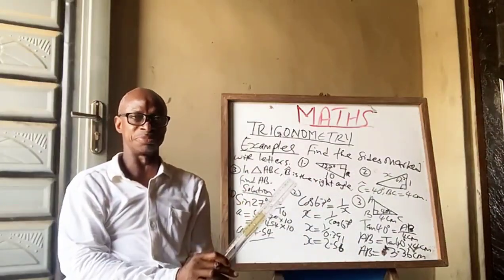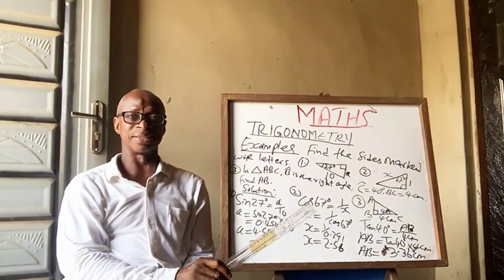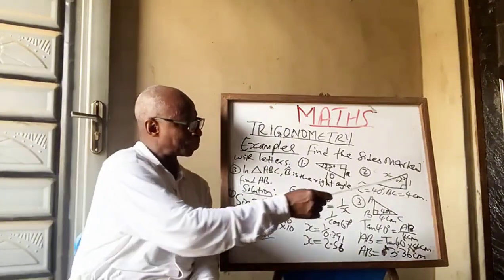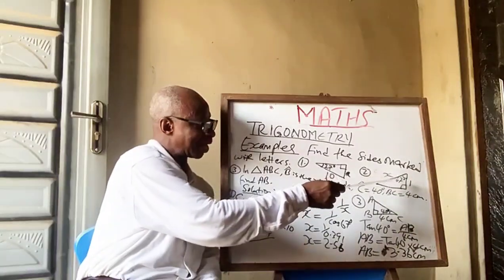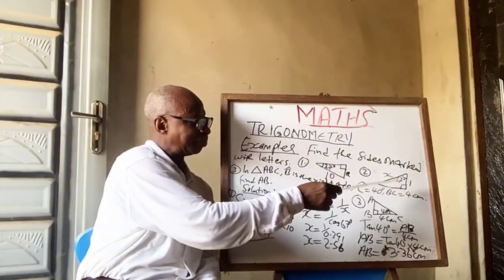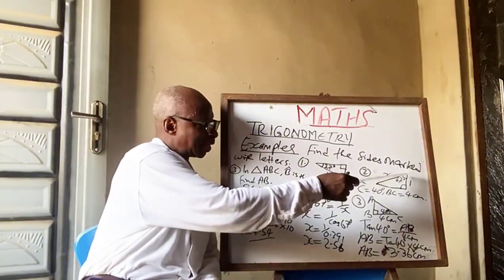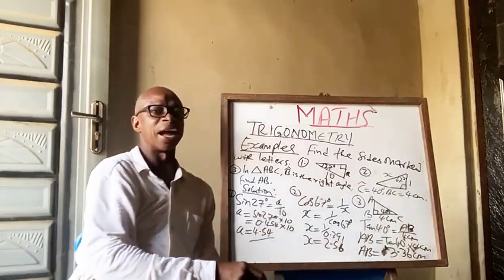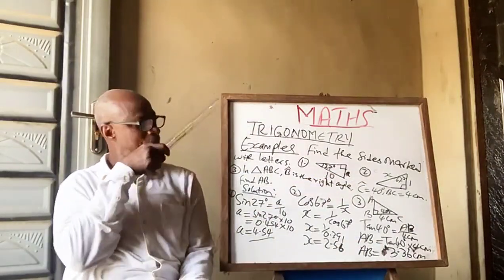It is very, very simple to identify this side. The side opposite the angle is the opposite side. The side that is facing the angle is the opposite side. If this is the opposite side, then this is the adjacent side. And the longest side there is the hypotenuse side. So don't forget that.